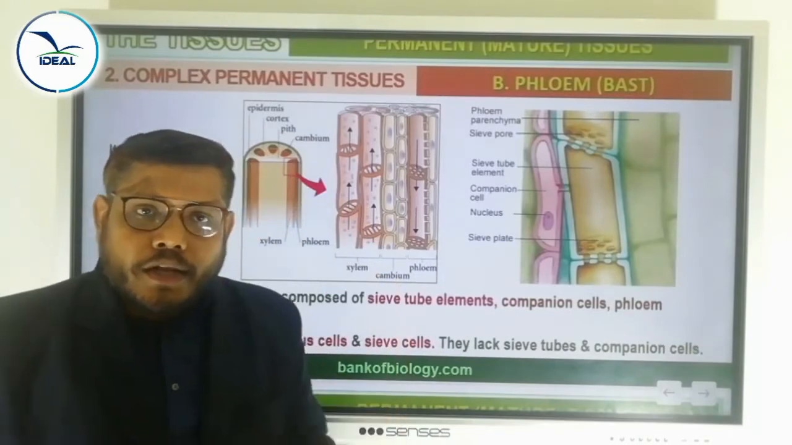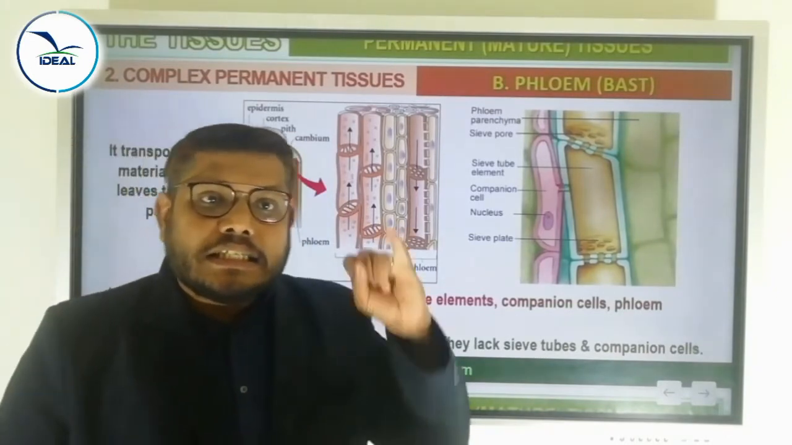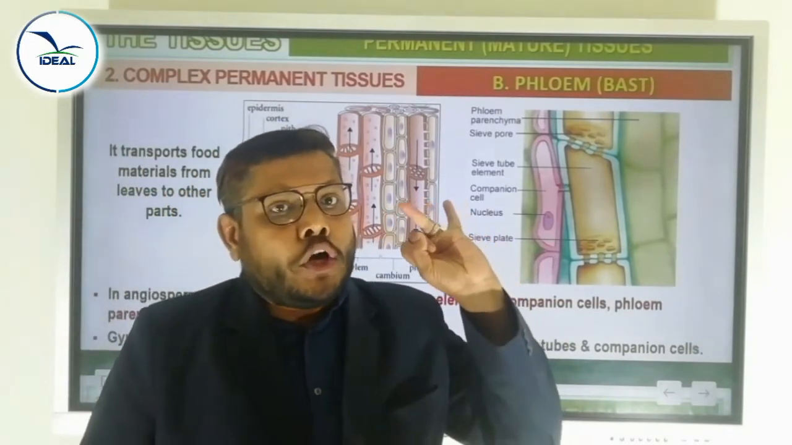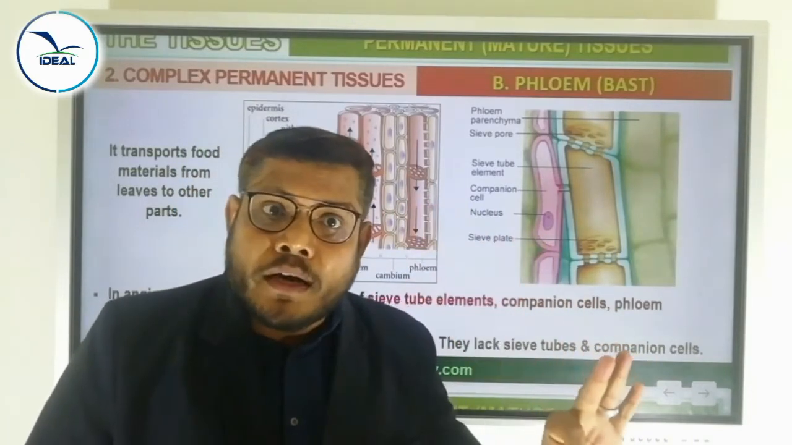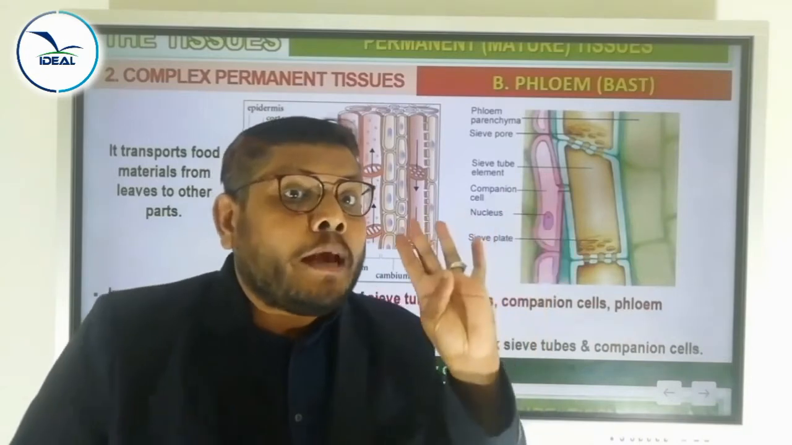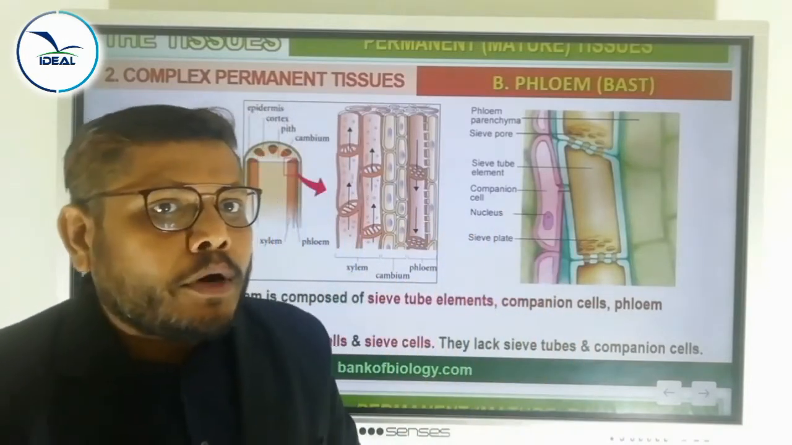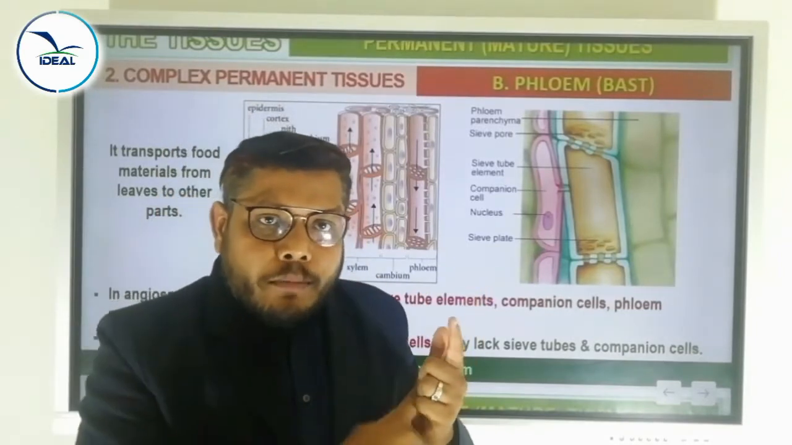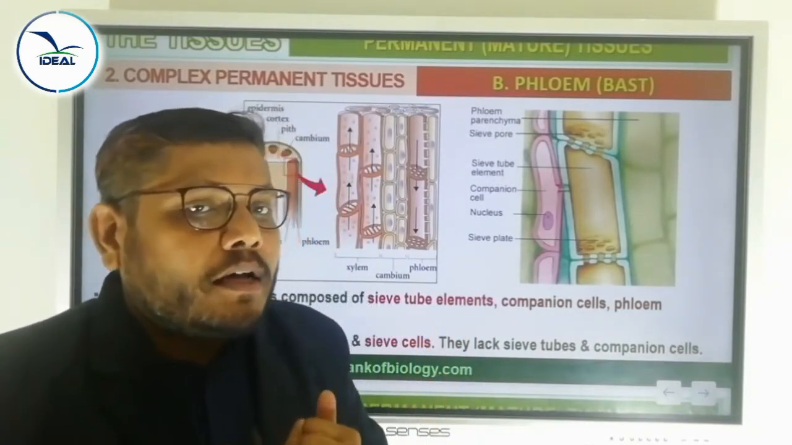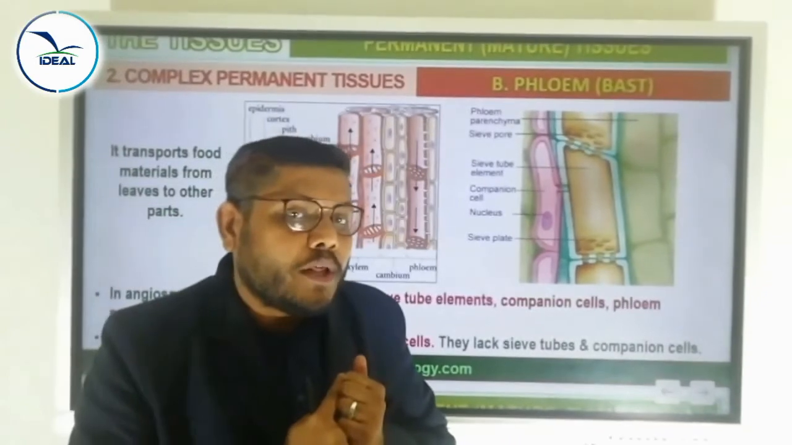There are 4 important components. One is called a sieve tube, another is called a companion cell, another is called a phloem fiber, another is called a phloem parenchyma. What are the components? Sieve tube, companion cells, phloem fibers and phloem parenchyma. These are the 4 types of components found in where?